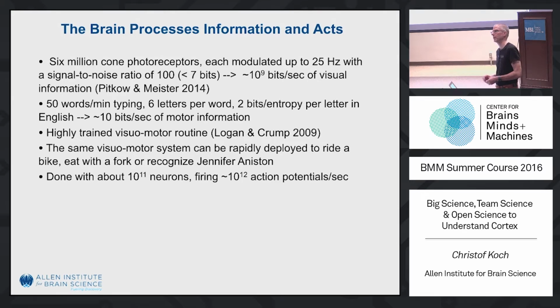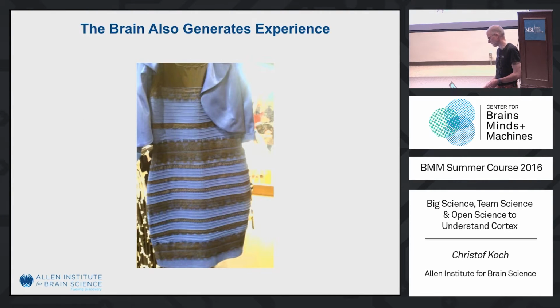The brain roughly has 10 to the 11 neurons. They fire at a couple of hertz, so you have roughly 10 to the 12 action potentials each and every second. And somehow out of all of that furious activity emerges behavior, and then also emerges, I'll talk about it tonight, this obviously gold and white dress. Right? And anybody who sees it otherwise is, well, different from me.